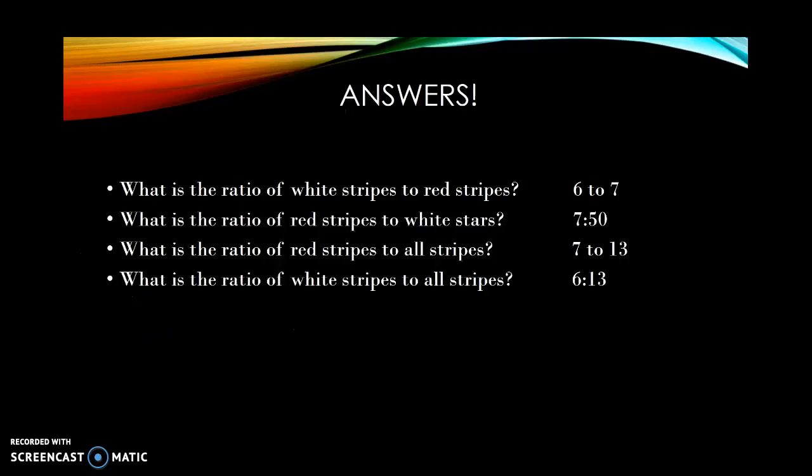Now, the ratio of red stripes to all stripes is going to be 7 to 13, because if we count all of the stripes together, we know that they equal 13, or you could just simply add 6 and 7 together, another way of getting 13. So the ratio of white stripes to all stripes is going to be 6 to 13, because we know that the 13 is the total number of stripes, and then there are 6 white stripes. Now, as you can see in this answer, I did write a little variation of them. I did put the number, or the word, 2 in there as well, just to show you the differences.